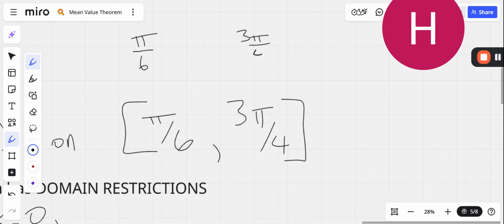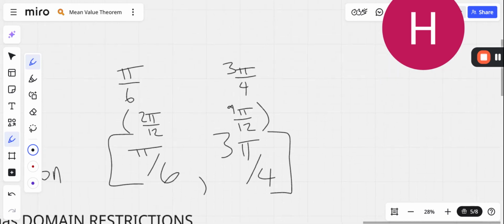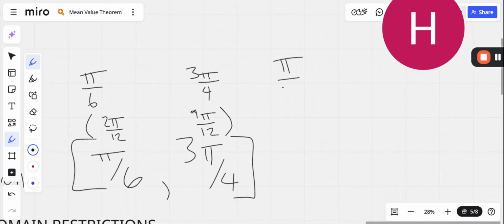If we want to get the same denominators to really compare these, this is going to be 2 pi over 12, and this is going to be 9 pi over 12. That's on the same interval, but what about pi over 2? Pi over 2 is 6 pi over 12. So because we have a break in the function on the interval, we cannot use the mean value theorem.